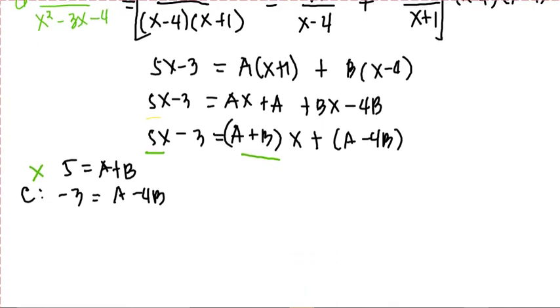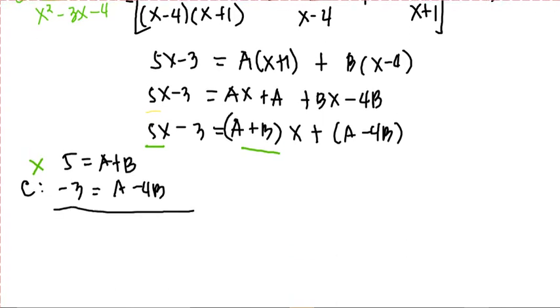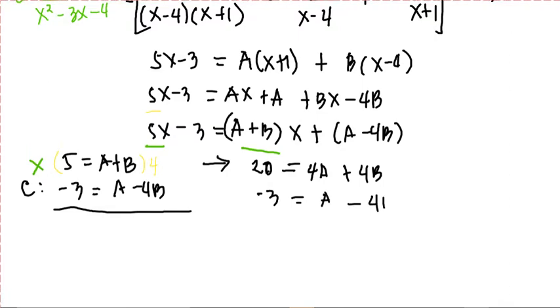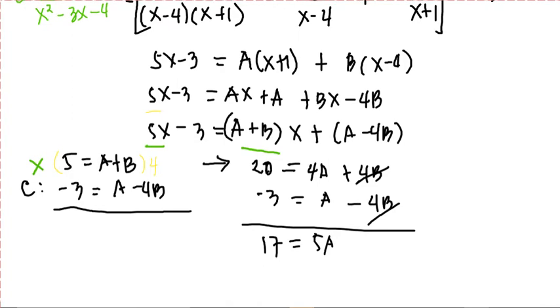So perform your algebra here. Let me multiply the top equation by 4. So this will be 20 is equal to 4A plus 4B. We have negative 3 is equal to A minus 4B. So this will be, the 4B cancels. So our answer will be 17 is equal to 5A. So A is equal to 17 all over 5.